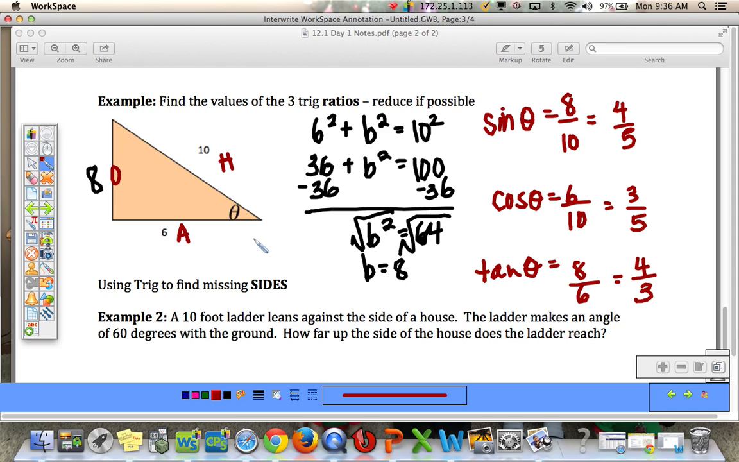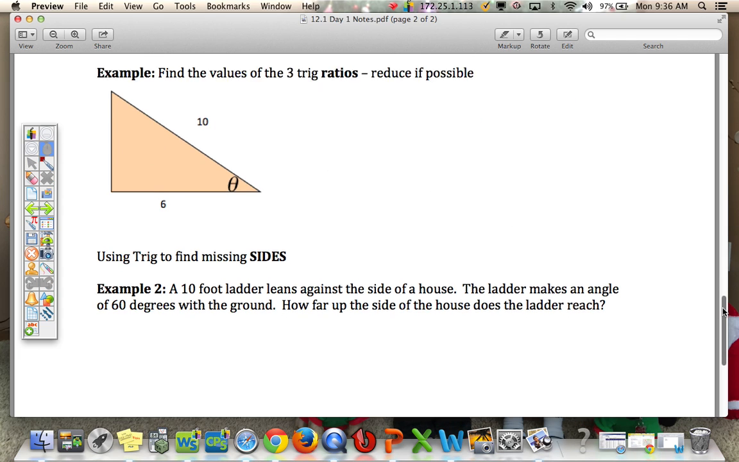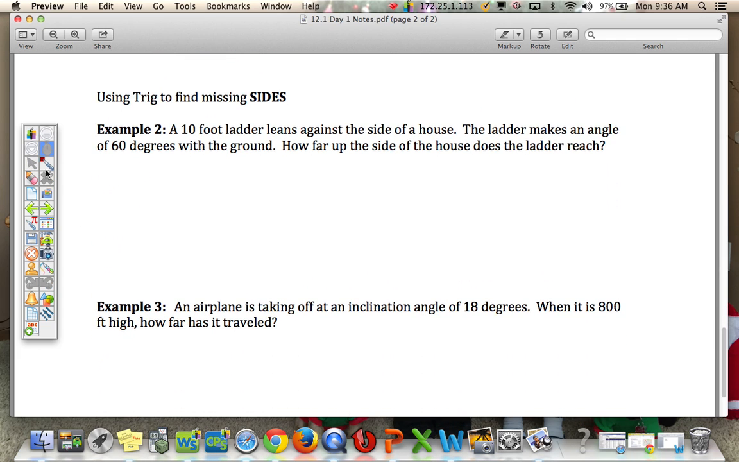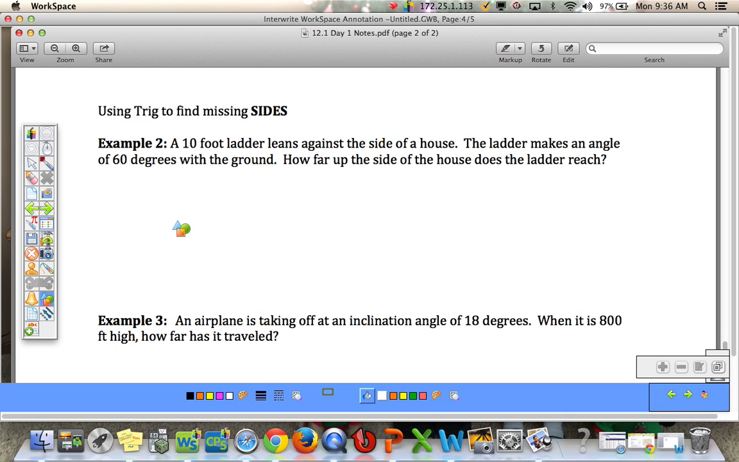Okay, so there's how you can set up your trig ratios. And today we're also going to look at how you can use trig to find missing sides. Here's the second example. A 10-foot ladder leans against the side of a house. The ladder makes an angle of 60 degrees with the ground. How far up the side of the house does the ladder reach?